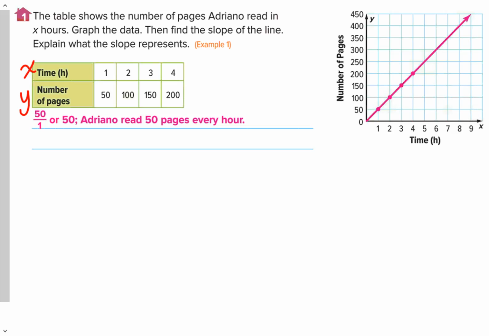So now you have to find out what the slope represents. You can either choose it from the graph or the table. I personally like the table. So I know that my hours are all increasing by 1. And then our number of pages is all increasing by 50. So plus 50, plus 50, plus 50.